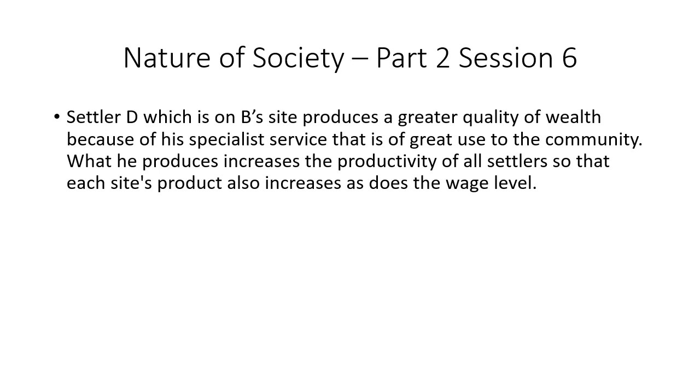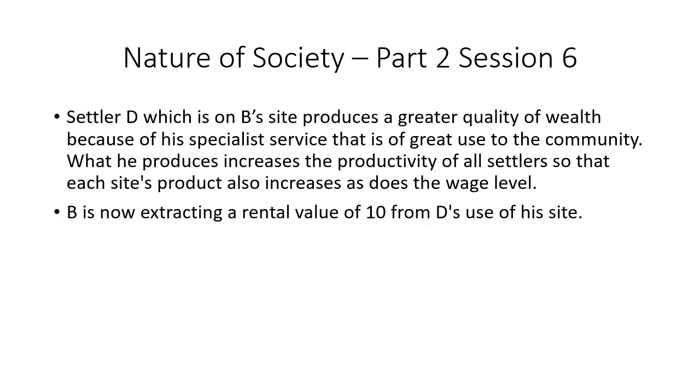Settler D, which is on B's site, produces a greater quantity of wealth because of its specialist service that is of great use to the community. What he produces increases the productivity of all settlers, so that each site's product also increases, as does the wage level. B is now extracting a rental value of 10 from D's use of the site.